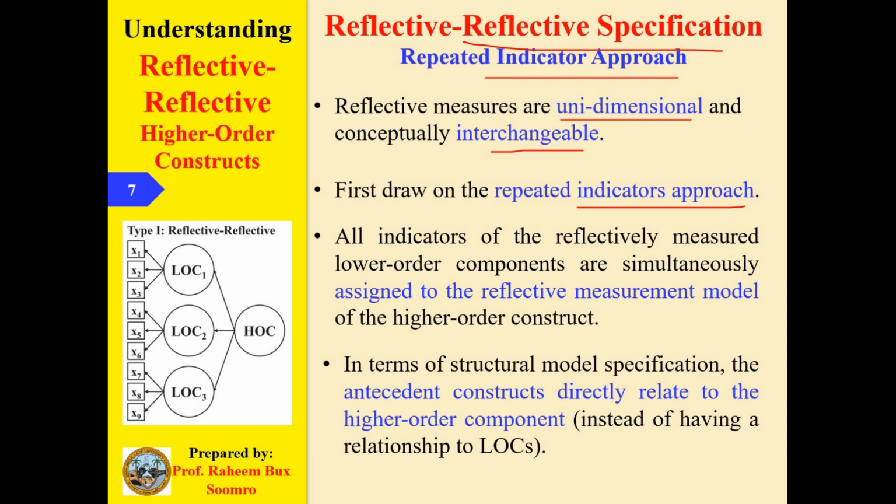In the repeated indicator approach, we have to assign the reflective measurement model to the higher-order construct simultaneously, whatever these items are. We assign these items to the higher-order construct in the repeated indicator approach. Then the antecedent constructs are directly related to the higher-order construct. So now these items are directly related with the higher-order construct.